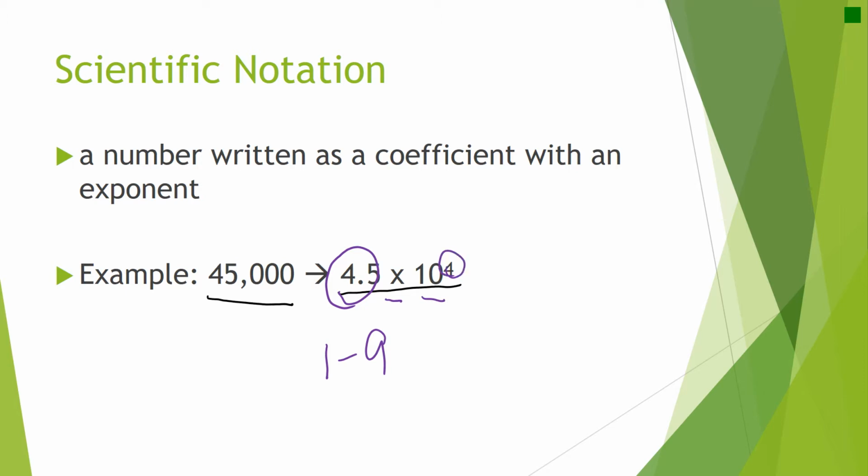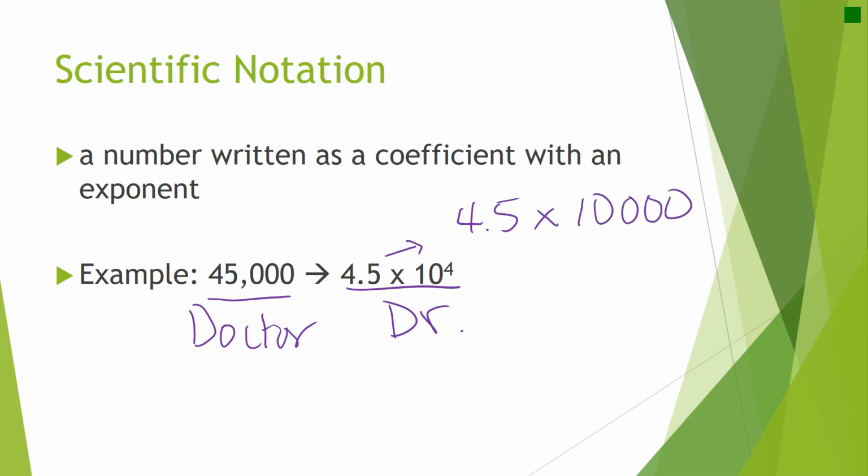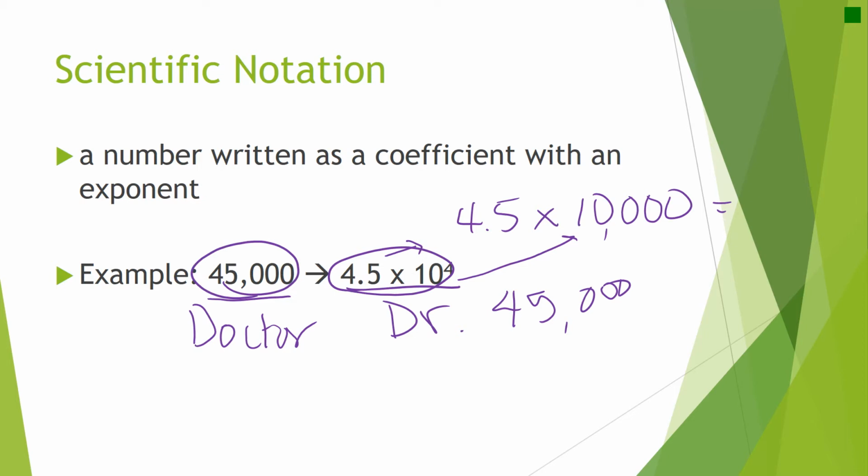If it is a positive exponent, you have a number that is larger than 1, and if you have a negative exponent, it's less than 1. Basically, it's just telling you a different form. So if this was doctor, spelled out D-O-C-T-O-R, this would be Dr. with a period. It's just an abbreviation, but it means the same thing. If I did this math of 4.5 times 10 to the 4, that would equal 4.5 times 10,000, which equals 45,000. So mathematically, this number is identical to this one.